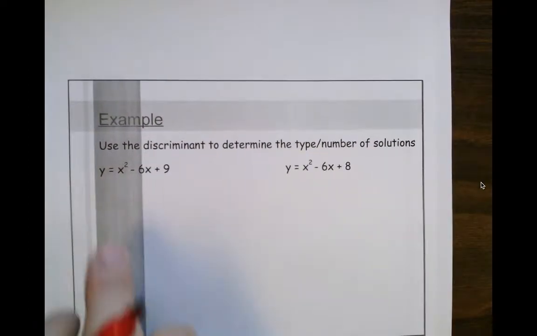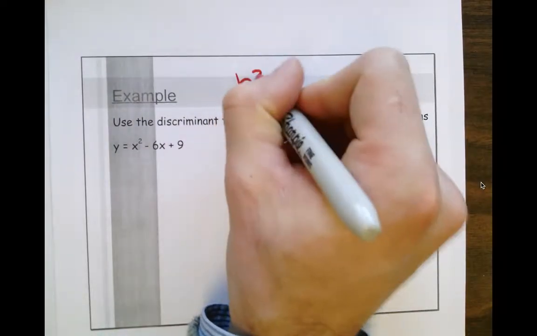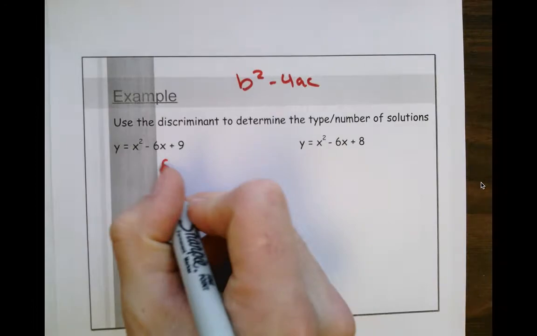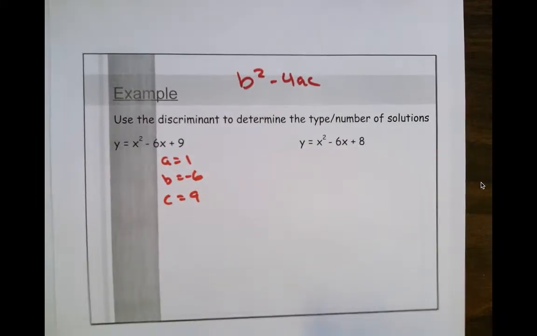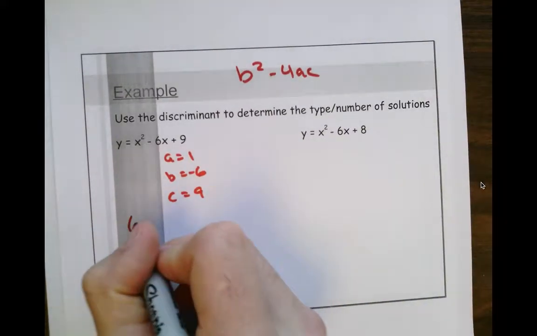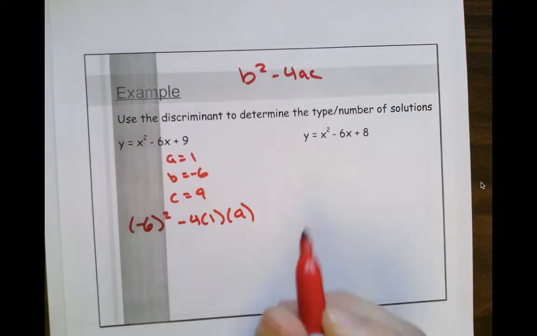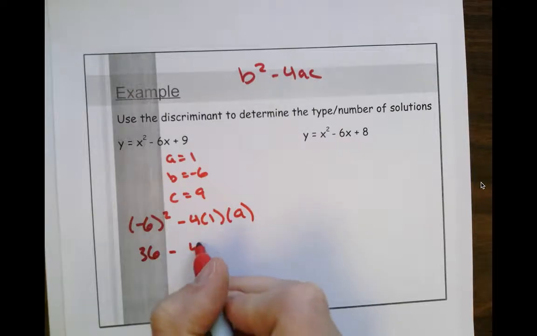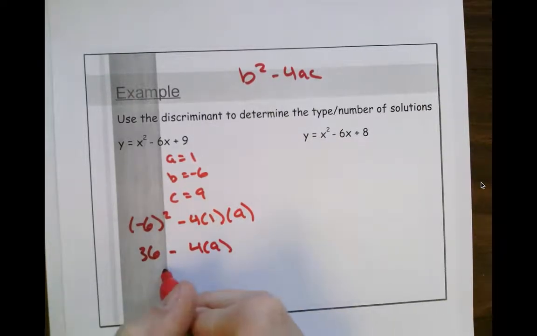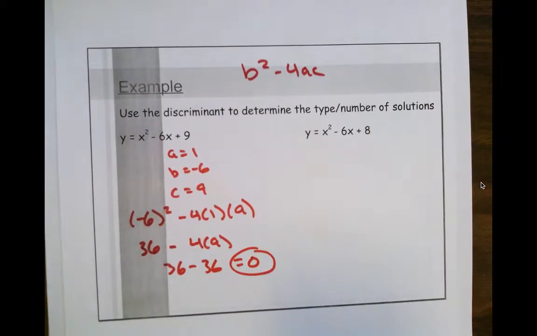If we take a look at these ones, I'll go through one, and then I'll have you guys practice the second one. Again, you're looking at b squared minus 4ac. A here is 1, b is negative 6, c would be 9. I plug into my formula: negative 6 squared minus 4 times a times c, and I simplify this. So we would have 36 minus 4 times 9, because 1 times 9 would be 9. 36 minus 36 would equal 0. So my discriminant equals 0.